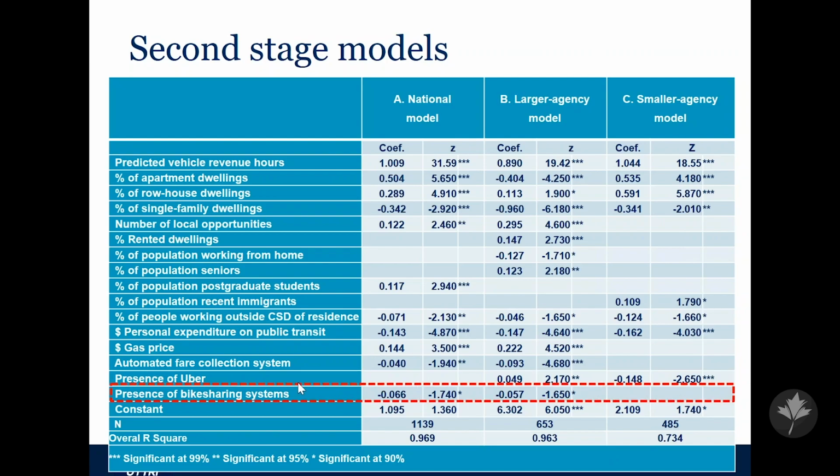We also looked at the presence of bike-sharing systems, and we saw in the aggregate that whenever and wherever those systems were introduced, we saw a slight reduction in ridership, all else being equal. The model was shown to have a very high R-square, again above 0.9, indicating that the variability across transit systems and over time has been well captured by the model.